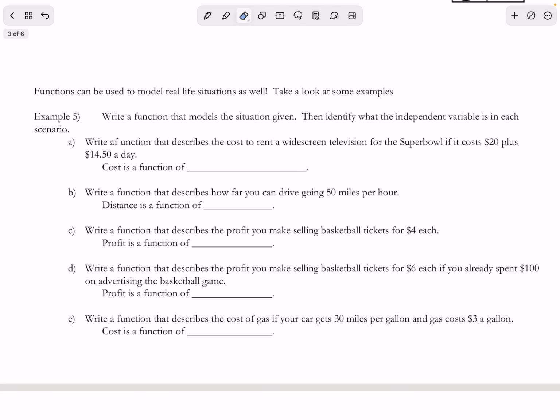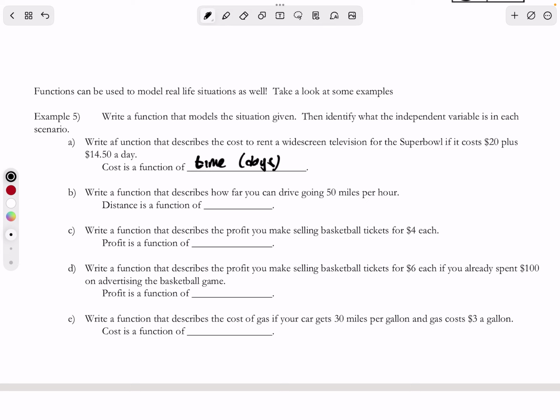Okay. All right, last example. Write a function that models the situation given. Then identify what the independent variable is in each. Write a function that describes the cost to rent a widescreen TV for the Super Bowl, if it costs $20 plus $14.50 a day. So the cost depends on the time, right? How long you have the television. The longer you have the television, the more it's going to cost you, right? So cost is a function of time in days.